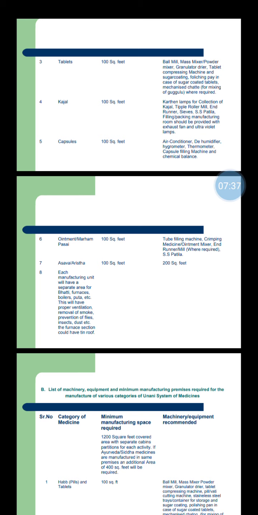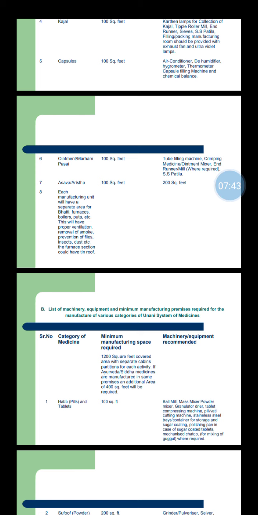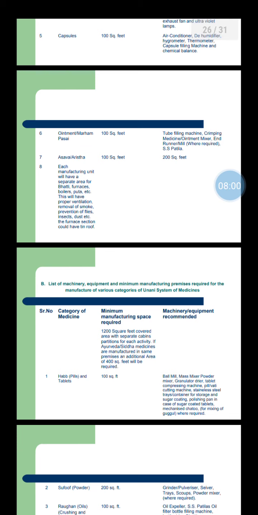hygrometer, thermometer, capsule filling machine, and chemical balance. Then next, ointment, marham, pasai, 100 square feet required. The machinery: tube filling machine, crimping machine, ointment mixture, end runner, mill, SS patila. Then Asava Arista, 100 square feet area required, 20 square feet required.